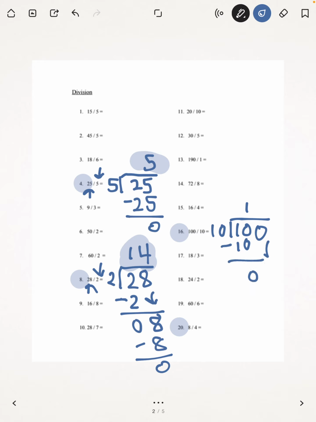Next, we are doing 100 divided by 10. Again, same format. 100, the first number goes on the inside, the second number goes on the outside. 10 does not go into 1, but 10 goes into 10 one time. 10 times 1 is 10. We subtract. We get 0. We bring down the 0. 10 goes into 0 0 times. We subtract, and we get 0. So our answer is going to be 10.